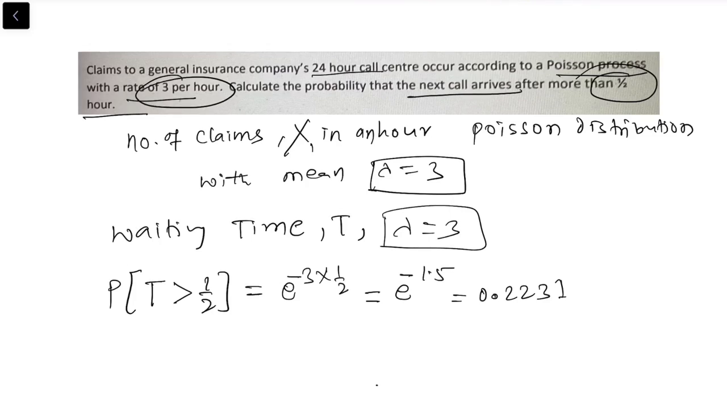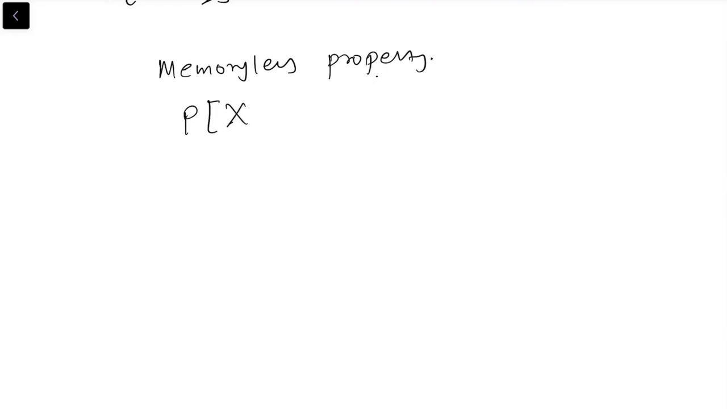Also, exponential distribution has the memoryless property. Now recall that geometric distribution had the memoryless property, right? So exponential also has the memoryless property. So this means the conditional probability, x greater than x plus n, given x is greater than n, we can show this as probability x is greater than x.